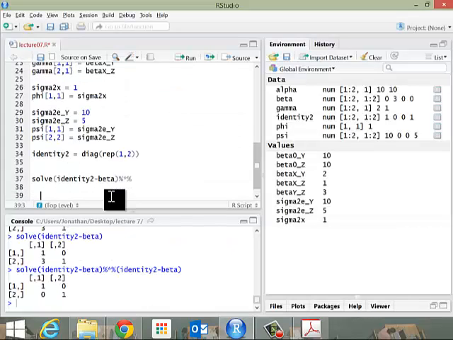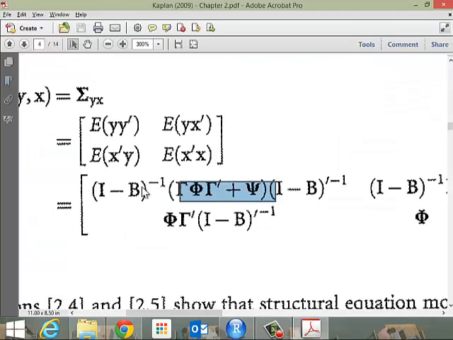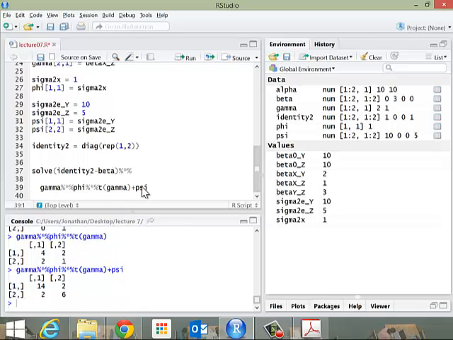That thing multiplies this term in the middle. Now that thing is nasty, but we'll make it real quick. We've got gamma times phi times gamma transpose. So in R, the matrix language for multiply is percent times phi. And the transpose function in R is gamma again, T of gamma. So that's gamma phi gamma transpose, but we also need the psi matrix added to this.